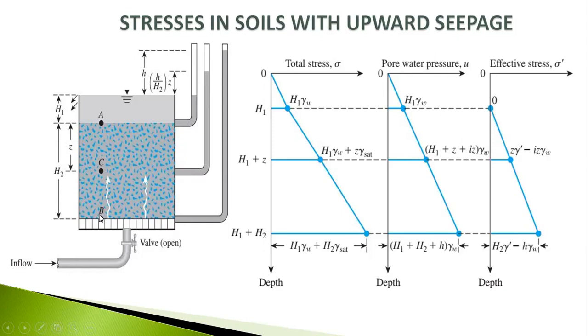So for B, what will it be? It is similar to how we calculated C, H1 gamma W.